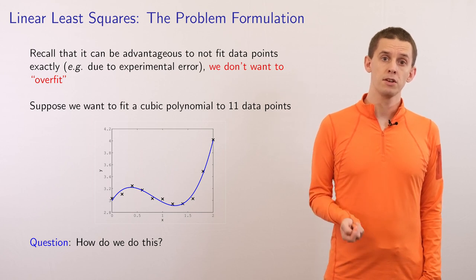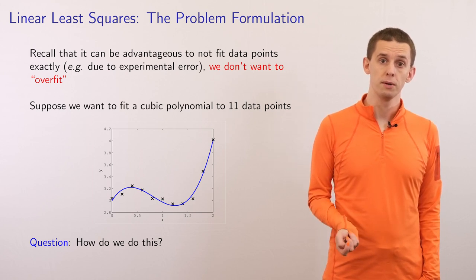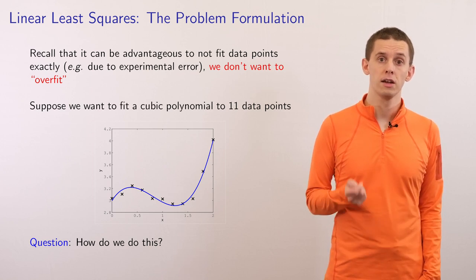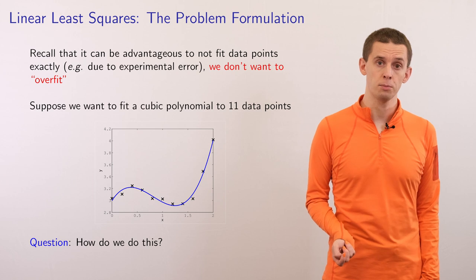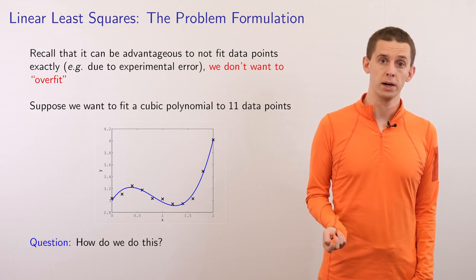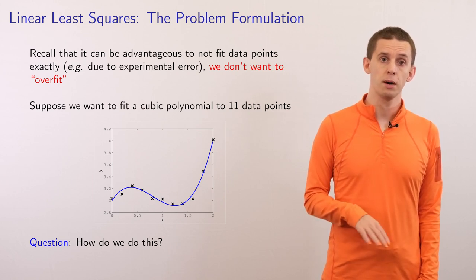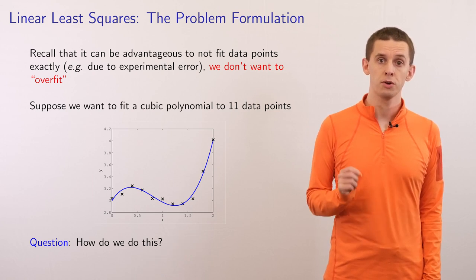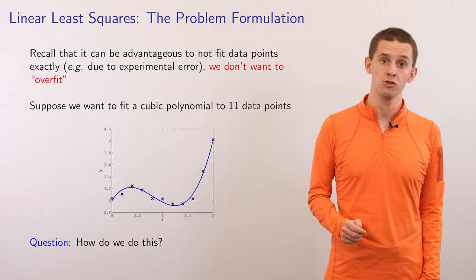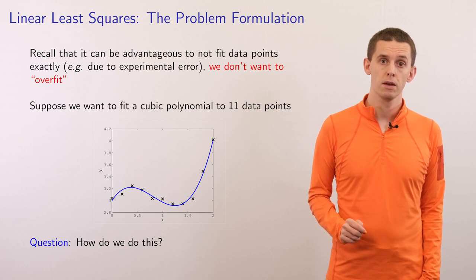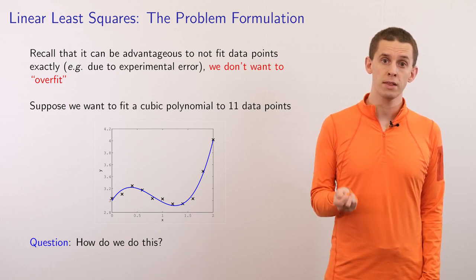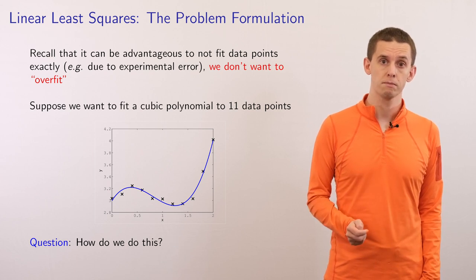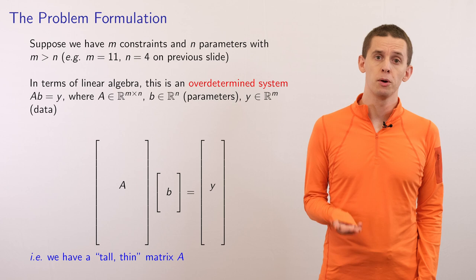And we saw an example of this in the motivation section for this unit. We looked at 11 data points and we showed that fitting a cubic through these data points was a good compromise. The cubic captured the overall trends of the data well, without trying to fit every last perturbation in the dataset. And in this video we're going to look at the methods we can use for performing this type of fitting. Let's now look at the problem formulation.